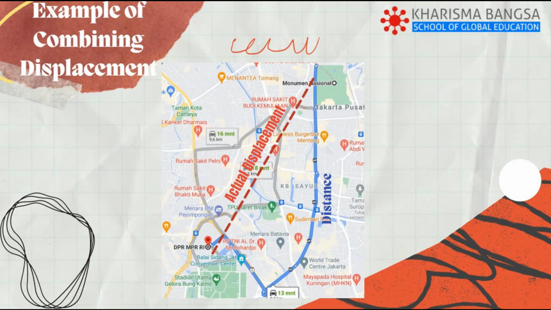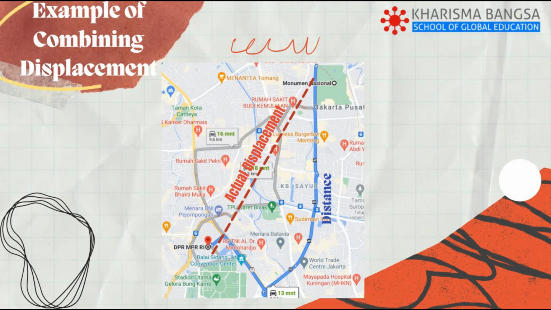Here, I have a map showing a track from Indonesia's National Monument to the House of Representatives building. The blue line indicates distance, which is a scalar unit, and the straight red line denotes actual displacement, which is a vector unit. Because displacement is a vector unit, we can't draw it with curves and junctions like a rail track or blue lines. Instead, we should draw straight lines connecting the initial and last point.